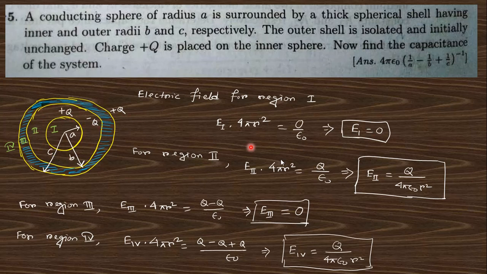For region 2, the charge is Q, so the electric field will be Q by 4 pi epsilon naught r square. For region 3, the total enclosed charge is again 0, because of the +q and the -q, so Gauss theorem says the electric field in region 3 is 0. And for the fourth region, the outer region, there is charge q also, so we will get an electric field there. So the electric field is present in region 2 and region 4, and in region 1 and region 3 the electric field is 0.